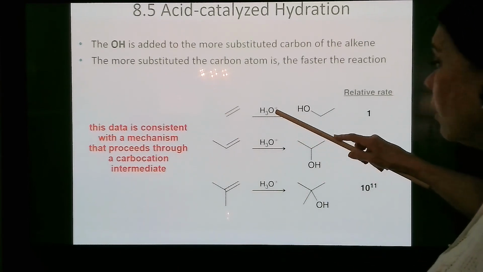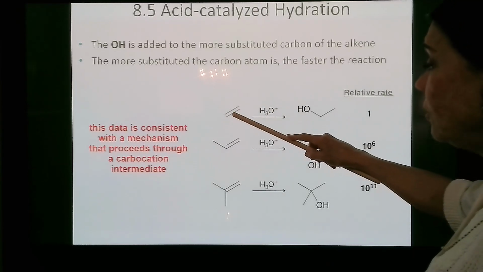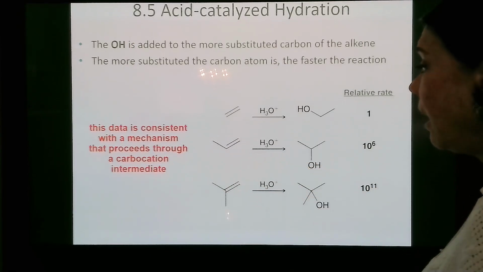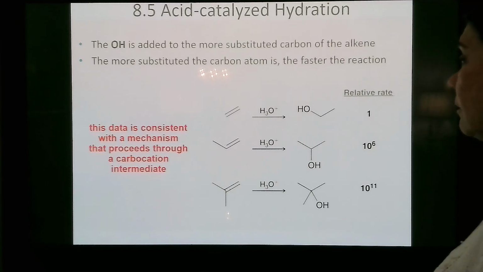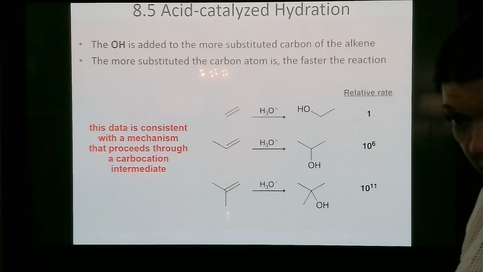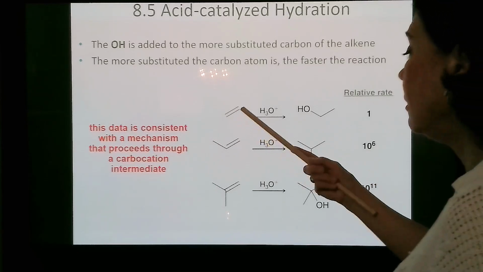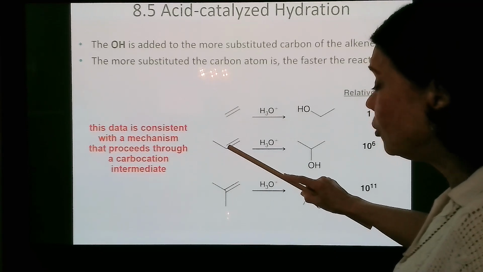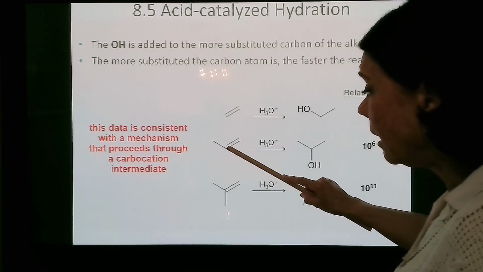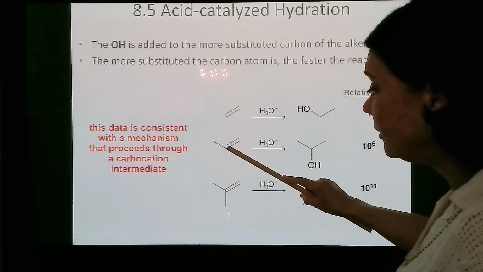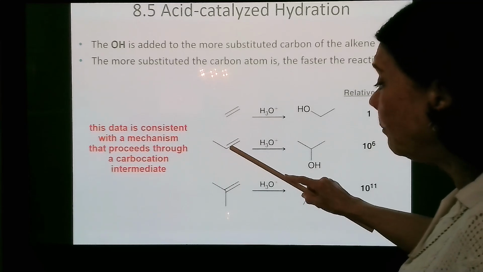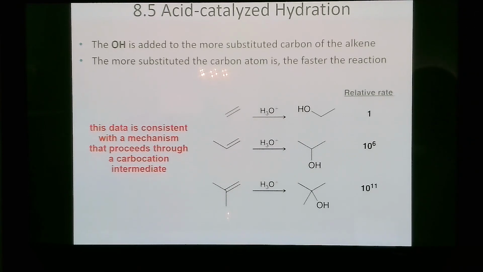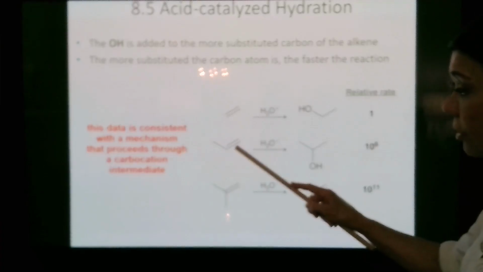So once again, we're going to have the proton come in and be attached to the double bond. Here it will be attached to the double bond. Here it will be attached to the double bond. It will be attached in a manner such that the more stable carbocation will be formed. Here it doesn't matter, they're equal. Here the more stable carbocation will be a secondary carbocation. The proton will be out here. This is where the more stable carbocation will be, and here, this is where the more stable carbocation will be. And wherever the more stable carbocation will be, that's where the oxygen will attack.